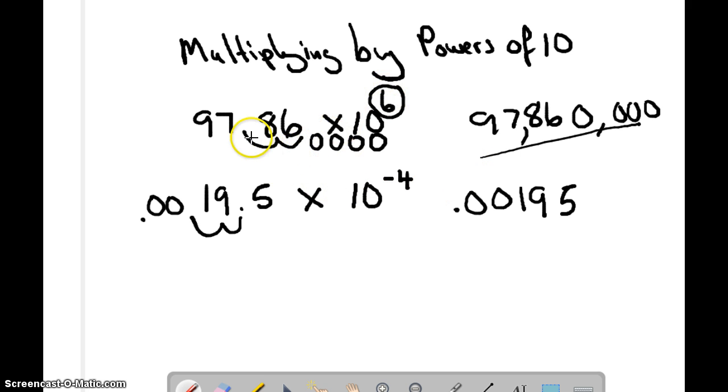So, multiply by powers of 10. If it's a positive exponent, I'm just going to move the decimal point however many places the exponent is. Multiplying by a negative exponent, I'm still going to move the decimal point the same number of places, but I'm going to move it to the left. If you can't remember, just think: need to make my number bigger, move it to the right.